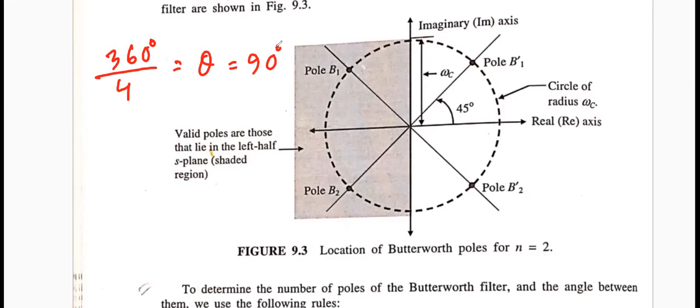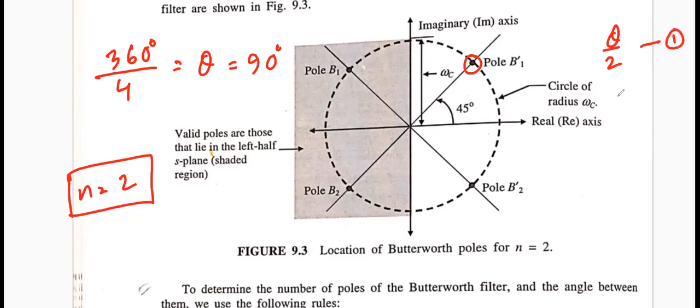Now, what will be the starting point of the pole in case of n equal to 2? That means when n is an even number, the first pole location should start at theta divided by 2, which is 45 degrees. This is the first one. What will be the second one? The second one should be theta divided by 2 plus theta. That means 45 degrees plus 90 degrees is equal to 135 degrees. And this is the second one.